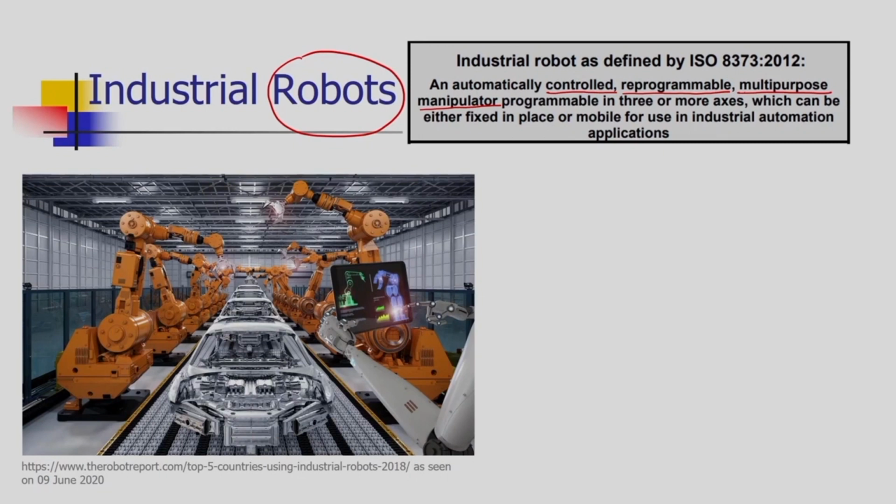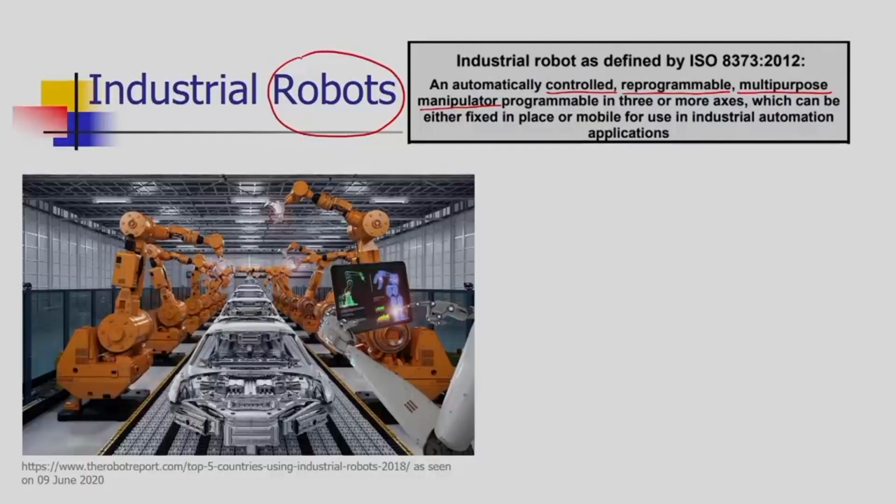You can reprogram it for a variety of operations. It is multipurpose. There are many applications of robots. We will see some of the applications relevant to manufacturing. It is easy to control. So, we can control it by using sensors and a feedback system. These kinds of robots have multiple axes, three or more axes, and it is a very useful and widely used equipment in the industry.